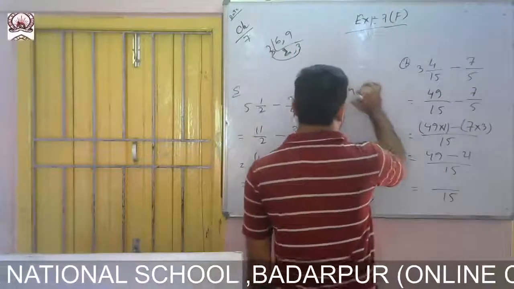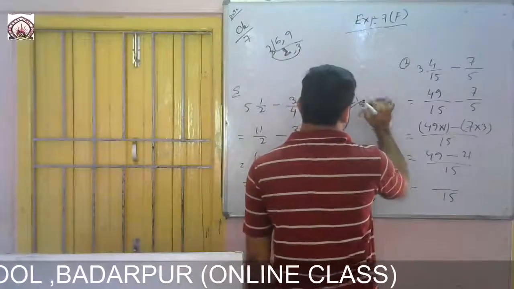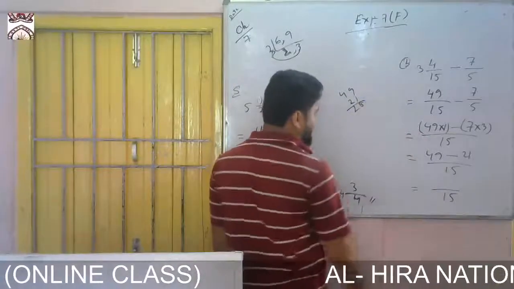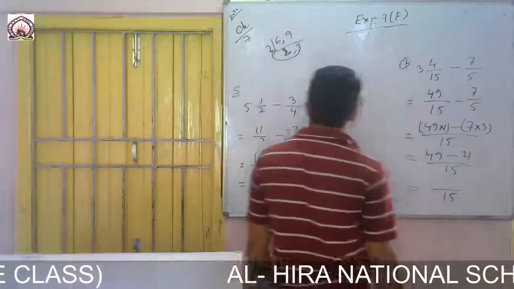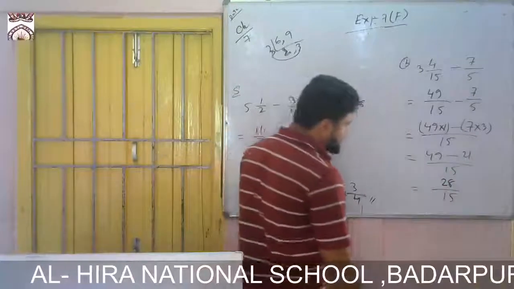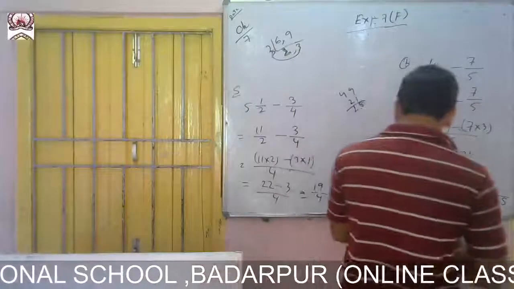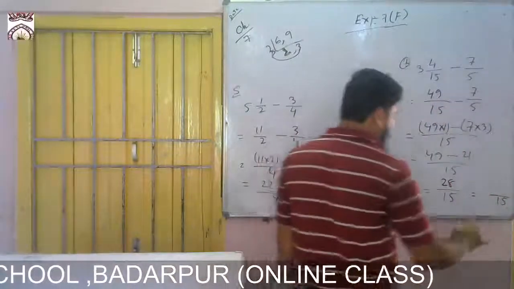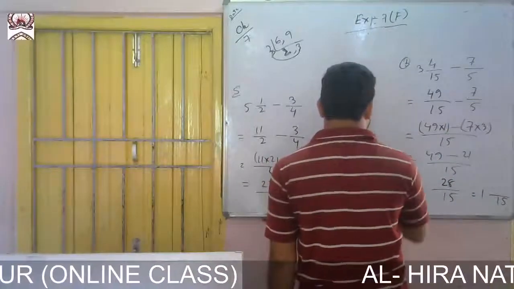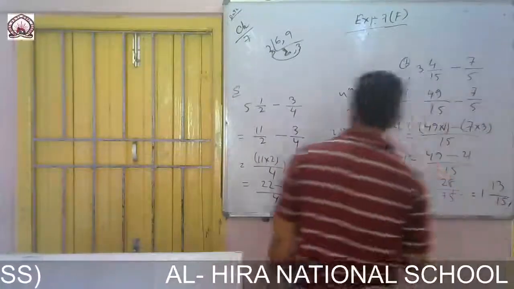So 49 and 21, if we subtract, then 9 minus 1, it is 8. Then here remain 4 minus 2, it is 28. So it is 28 by 15. Now if I take it into mixed fraction, 15 1s are 15, 15 2s are 30. So 28 minus 15, how much remains? 13. So that is the answer.